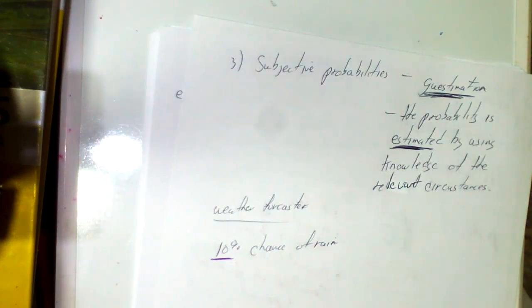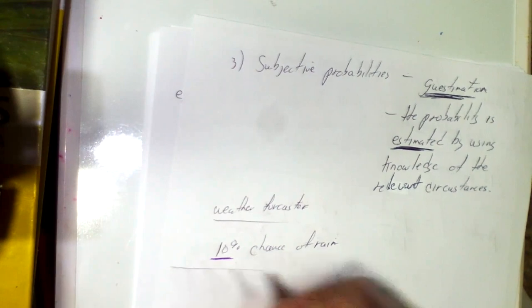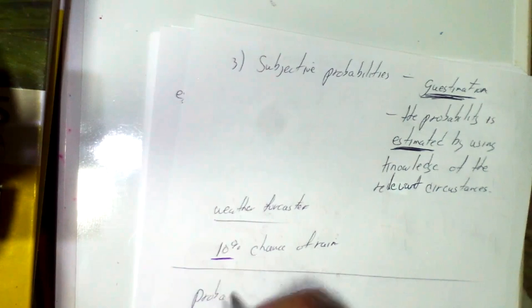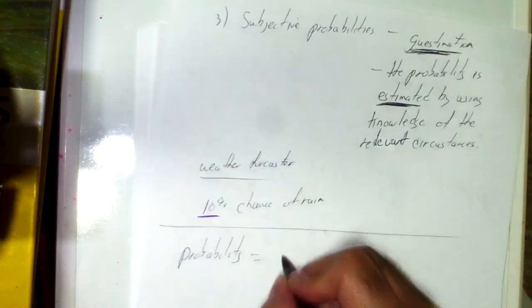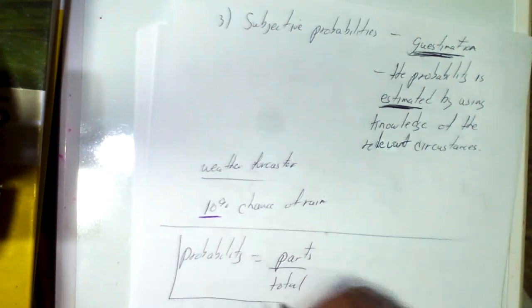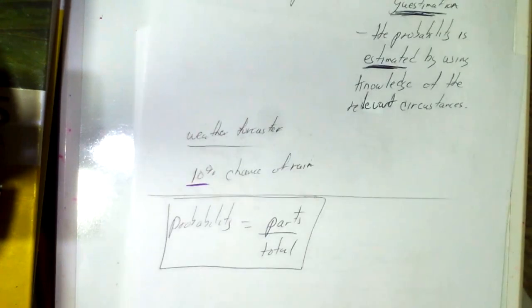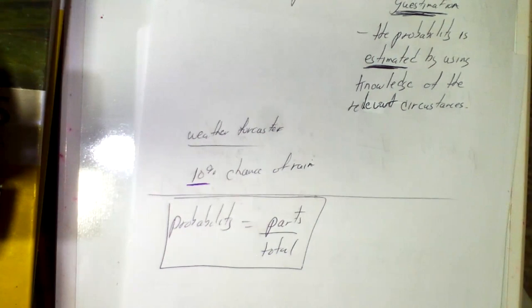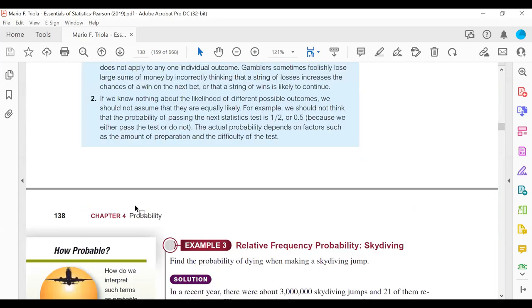All right, so let's look at some examples from the textbook. Right, so you got to remember again, probability equals parts over total. Remember that. Glue it to your brain. Probability equals parts over total. All right, let's go to the exercises in the book and look at some examples.